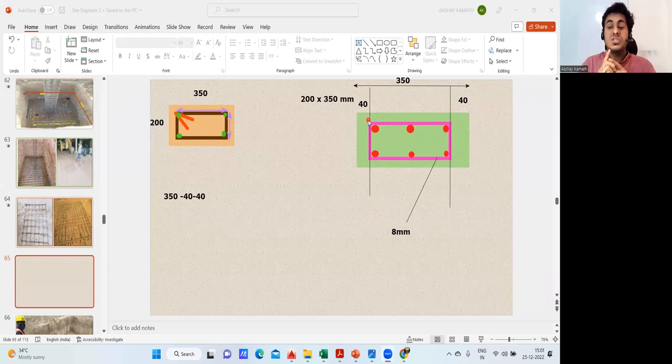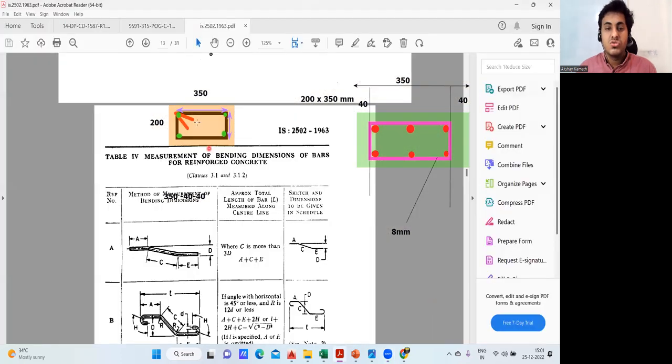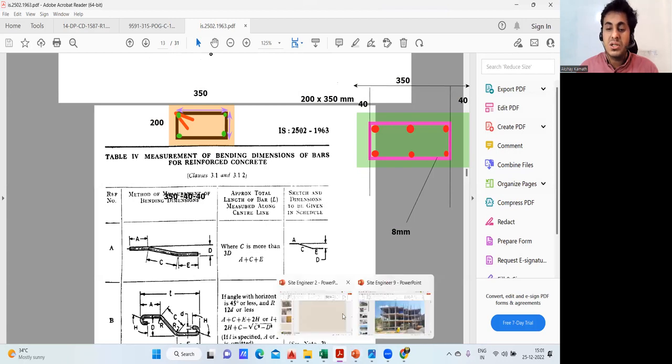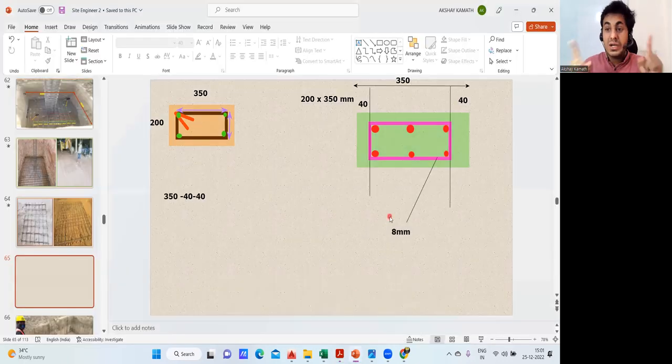But if you refer to the Indian Standard Code book, that is IS 2502, this is a code book, what we usually practice is we go up to the center. Whenever you go to the center, you'll get a better, correct answer. Again, it completely depends on the type of project and the company where you work. But most of us follow this only. We go from center to center.